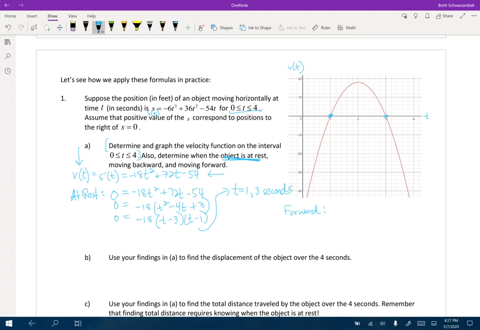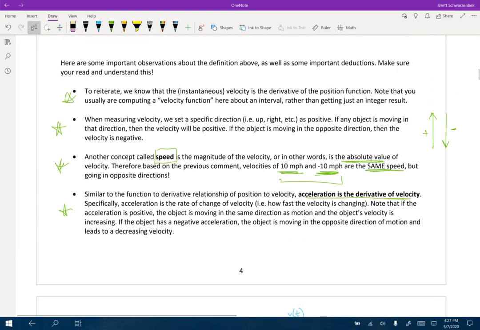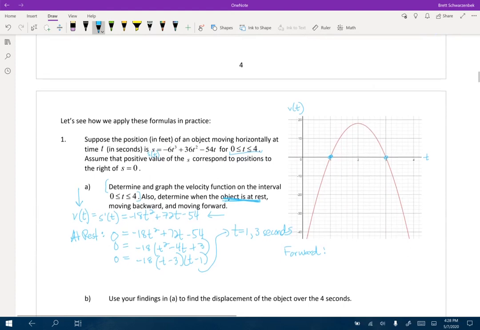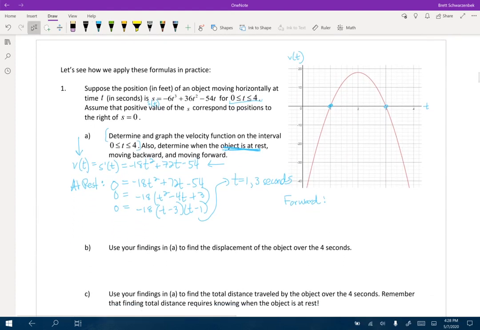So remember what we set up here about measuring velocity: we set up a specific direction as positive. If any object is moving in that direction, the velocity is positive. If it's moving in the opposite direction, the velocity is negative. So forward is going to be positive in this scenario.